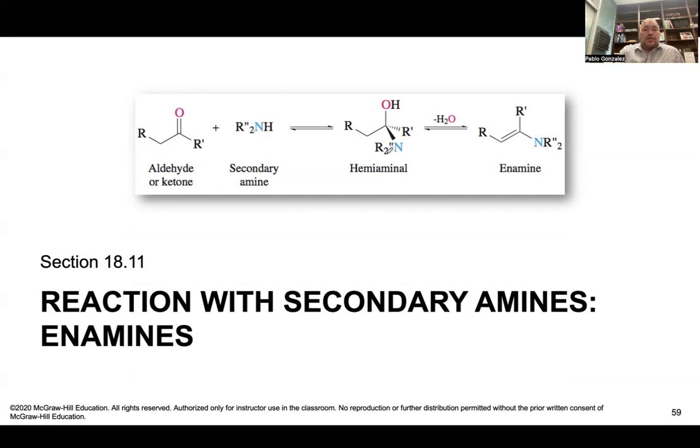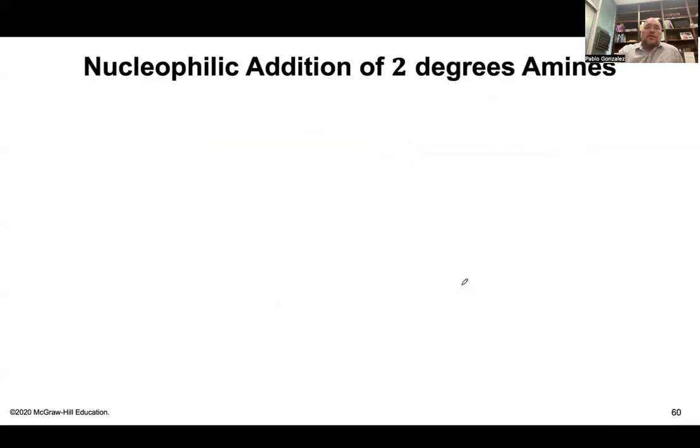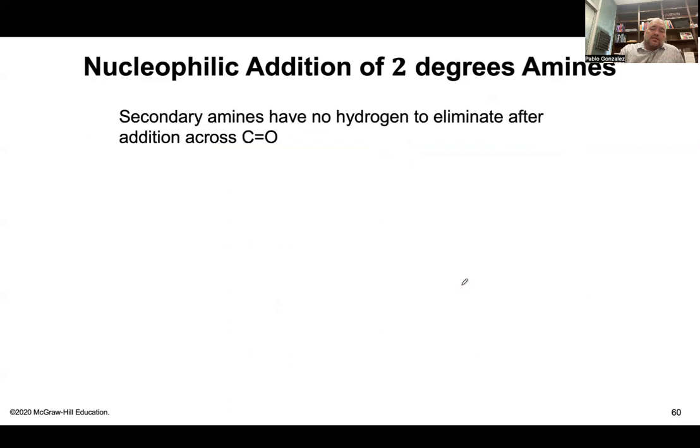We produce a hemiaminal in here as well, and then we do the elimination to create the double bond. We're going to go over that in the next slides. So, nucleophilic addition of a secondary amine. Secondary amines have no hydrogen to eliminate after the addition to the carbonyl carbon.